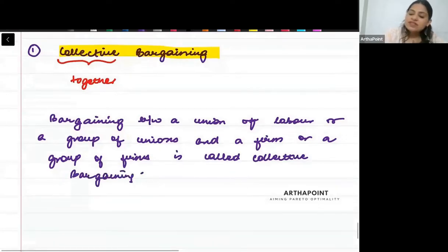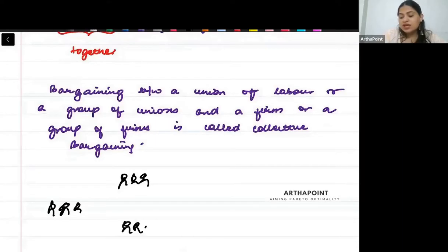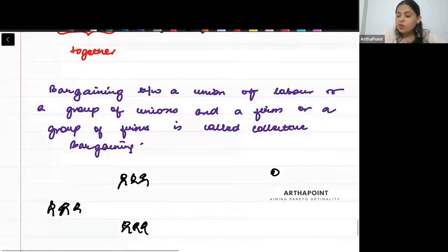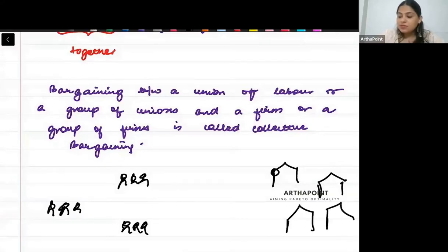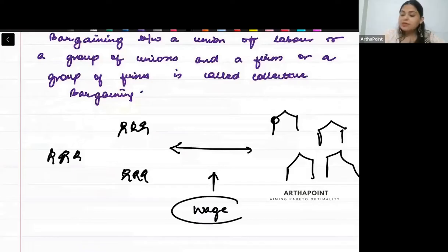So beta, on the one side, I can have either one union or multiple unions. बहुत अलग-अलग unions एक साथ इकट्ठा हो गए हैं. On the other side, I will either have one firm or multiple firms. And the bargaining that takes place between them, that what wage we should be setting up, that is called collective bargaining.